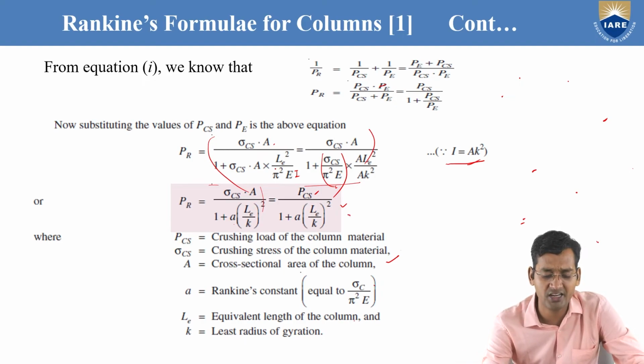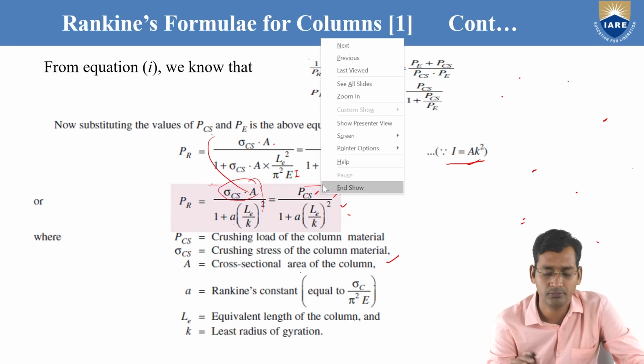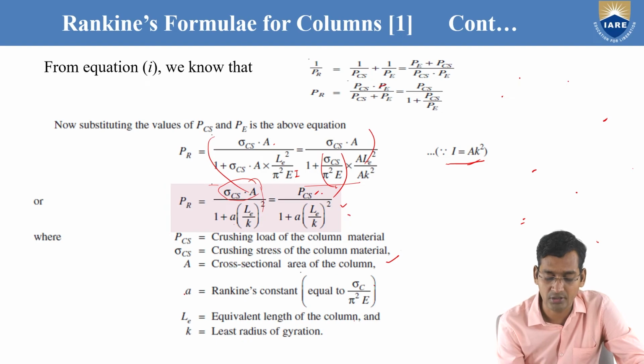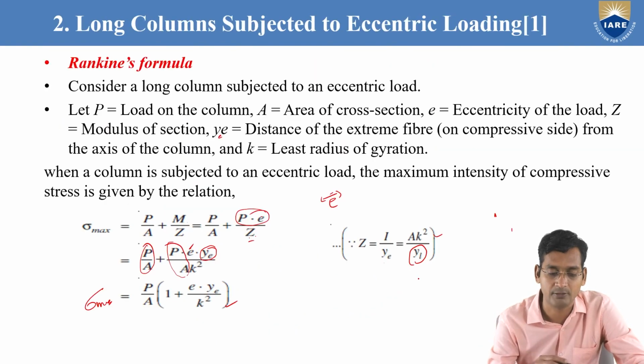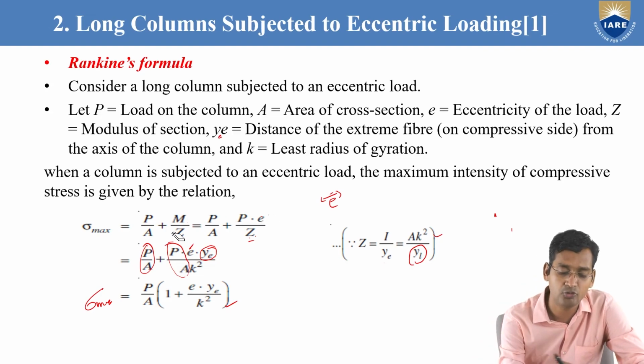If you want to write P, then sigma CS into A is what? PCS. Okay, so these are the meanings. So a here is sigma CS by pi square E. Next, come to the Rankine formula.